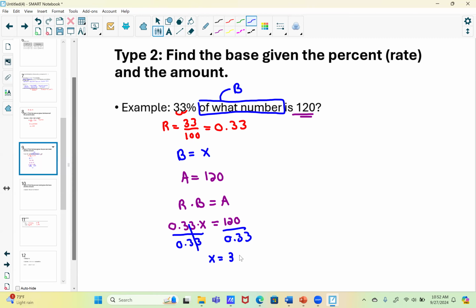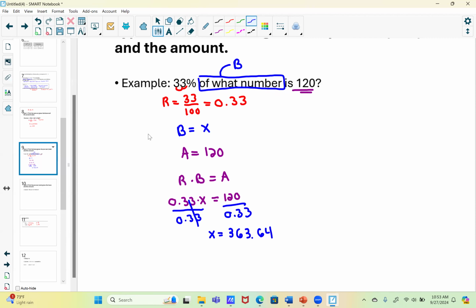Okay, and this again gives me a long decimal. So when you divide it, we're going to do 2 decimal places and then it's 363.64. And so 33% of 363.64 would give me 120. And so in this case, when I'm given the percent and the amount, which is again part of the percent, we actually always divide that amount by the percentage. But this formula helps us figure out, do we multiply or divide, and not have to guess if we're supposed to multiply or divide.